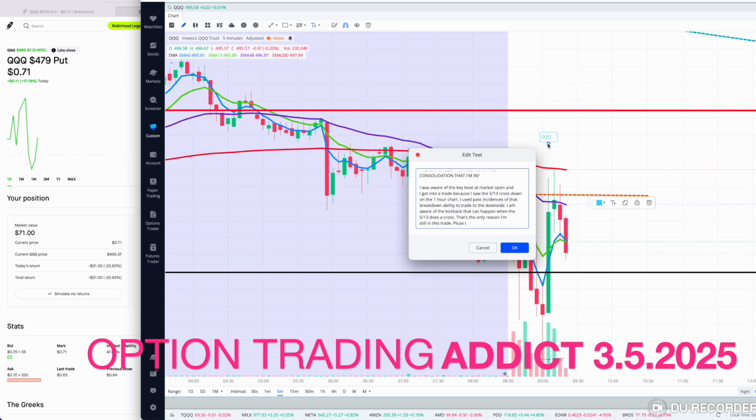Plus, I see a resistance level hitting on the 5 minute chart.